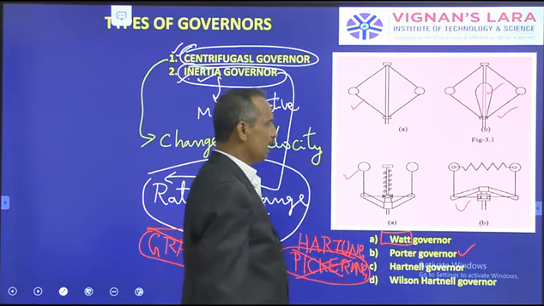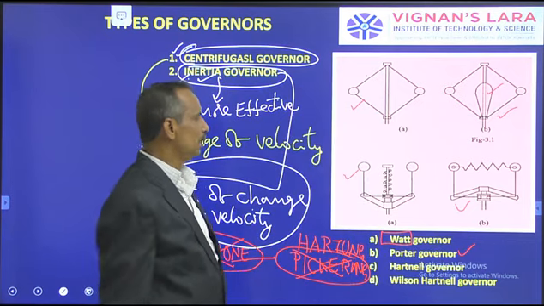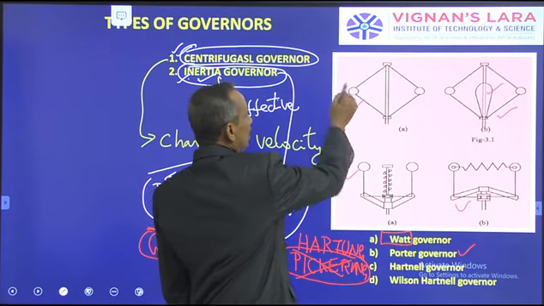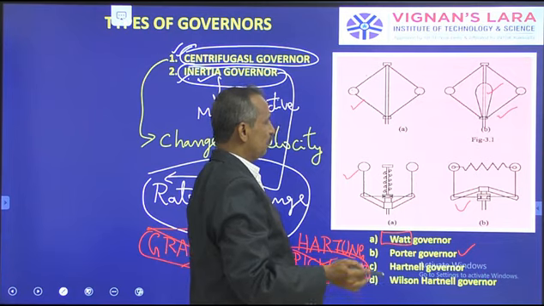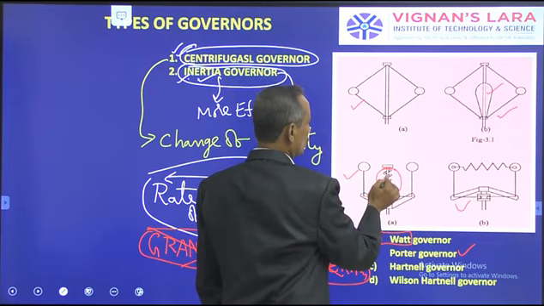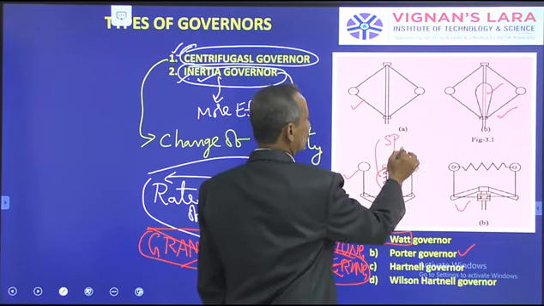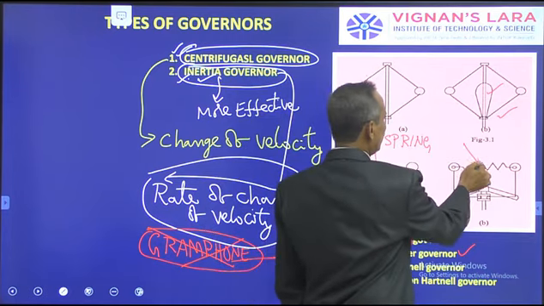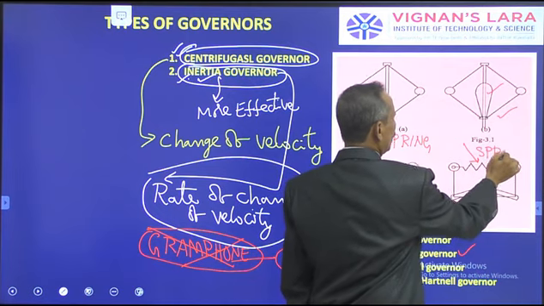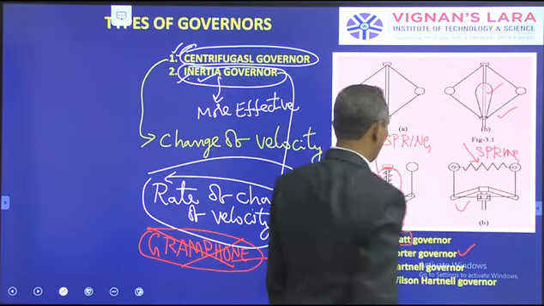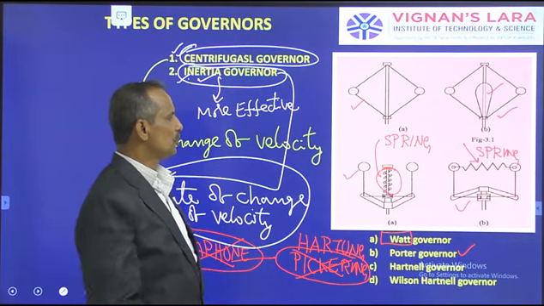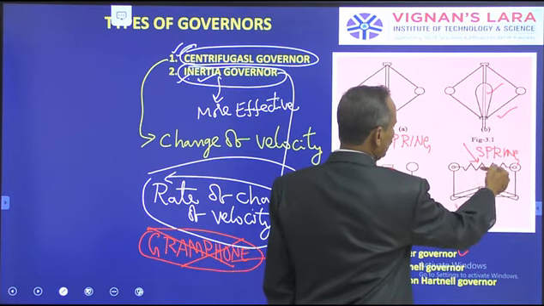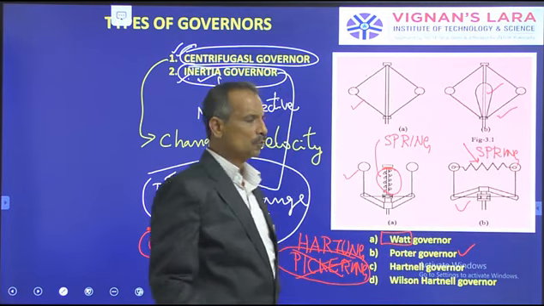Then coming to the Hartnell governor and Wilson-Hartnell governor. In these governors, in addition to the centrifugal force, we provide a force called spring force. This is a spring force, and this is also a spring force. Usually in the Wilson-Hartnell governor type, we use 2 springs instead of 1 spring, so they are in parallel. One spring, you can imagine behind there is one more spring.